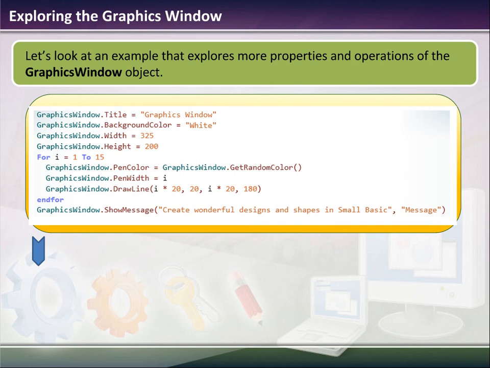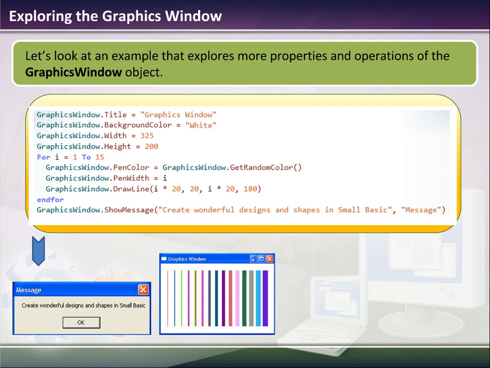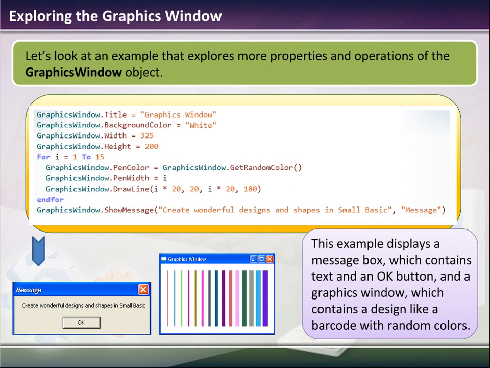So this is what we get as a message. Okay. These are all the different colors that it randomly chose, and then notice that the thickness increased. I shouldn't say thickness, that's what I always call it, but it's really the pen width, and then the dimensions of the pen. This example displays a message box which contains text and an OK button, and a graphics window which contains the designs like a barcode of random colors.